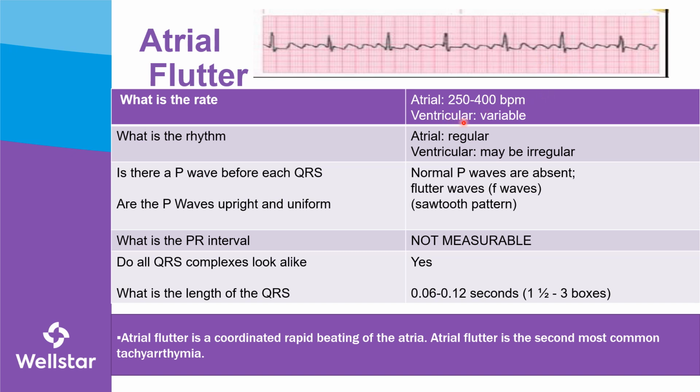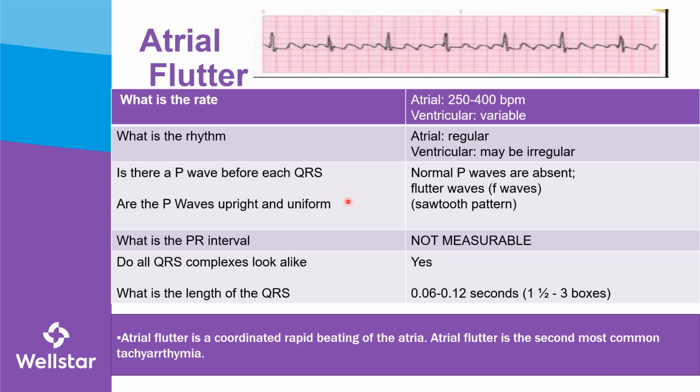The atrial rate is between 250 to 400 beats per minute, while the ventricular rate may be variable. The rhythm is regular from the atrial perspective. Ventricularly, it may be irregular. There might be some variation between the QRS complexes.